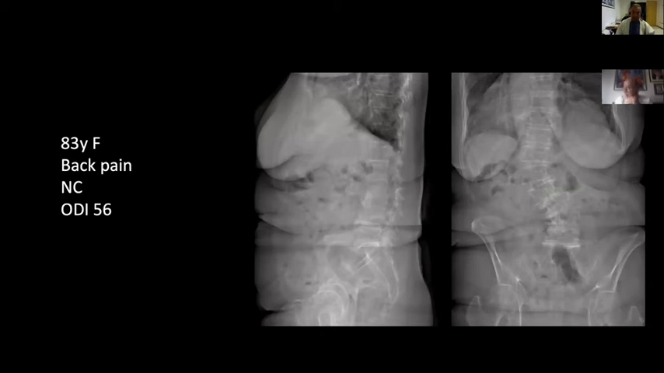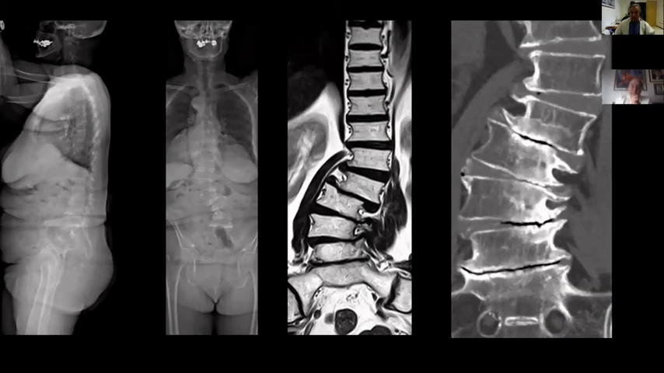She's miserable: ODI 56, back pain, neurogenic claudication, and mainly cruralgia. And this is the MRI and the CT scan. Again, you can see the vacuum phenomenon at all the levels. So we assume that by anterior axis, we would be able to realign these patients. And this is what we've done here.